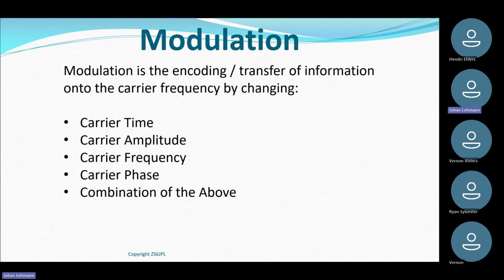Modulation is the encoding transfer of information onto the carrier frequency by changing either the carrier's time, the carrier's amplitude, the carrier's frequency, or the carrier's phase, or any combination of the above.